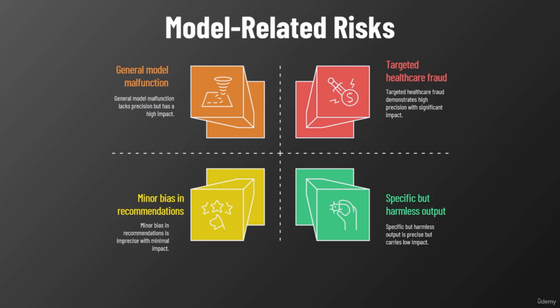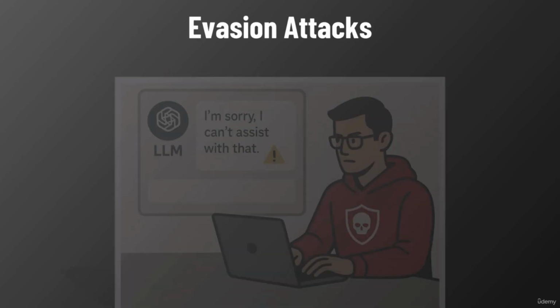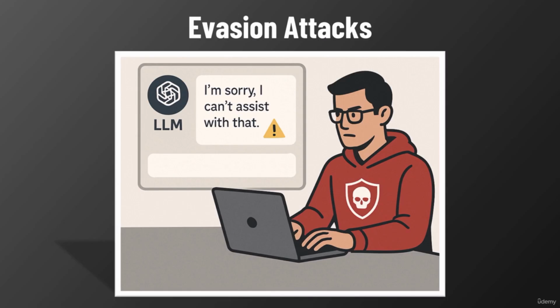Evasion attacks target the model during inference, using specially crafted inputs designed to make it behave in unintended or harmful ways. These attacks can lead to incorrect, biased, or even illegal outputs, depending on how the model handles adversarial prompts.